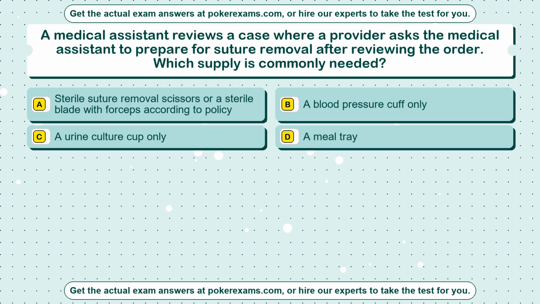Question 35. A medical assistant reviews a case where a provider asks the medical assistant to prepare for suture removal after reviewing the order. Which supply is commonly needed? Option A, sterile suture removal scissors or a sterile blade with forceps according to policy. Option B, a blood pressure cuff only. Option C, a urine culture cup only. Option D, a meal tray.